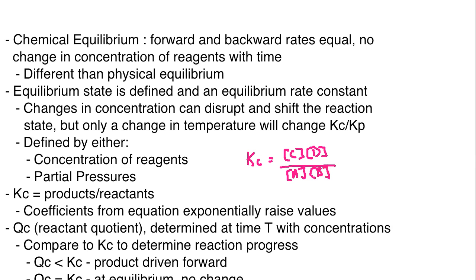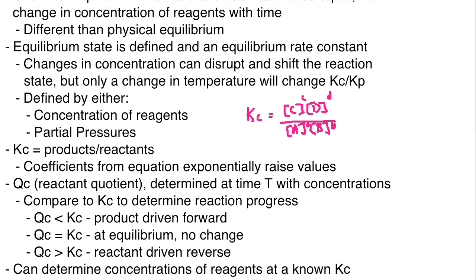So these are all the reagents, the products and the reactants, and then they are raised respectively to the exponential power of whatever their coefficient is. So remember, the coefficients that come from the balanced equations are going to be used to exponentially raise the values of these concentrations. Now, we discussed the reactant quotient, which we abbreviated as QC.